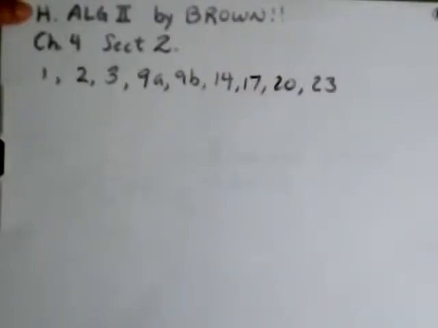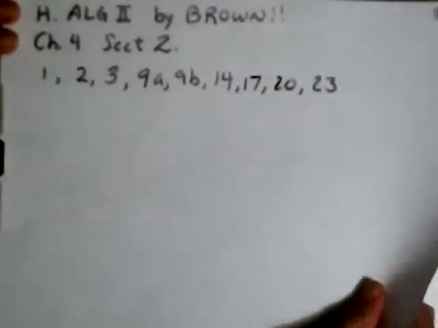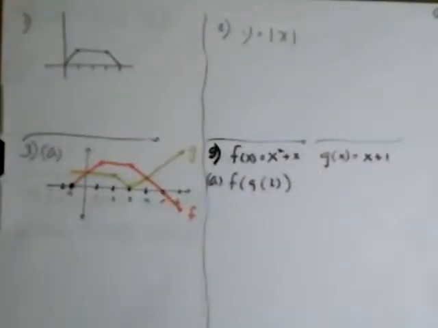Anyways, here it is, Honors Algebra 2 by Brown. We're doing Chapter 4, Section 2. We're going to do problems 1, 2, 3, 9A, 9B, 14, 17, 20, and 23. And there are no lectures for this. We're going to dive right into the questions. So here's the first question.